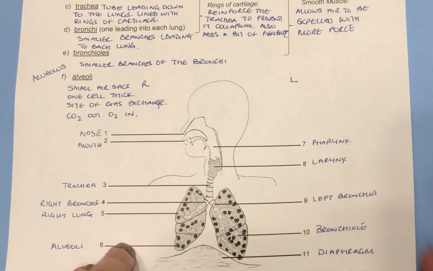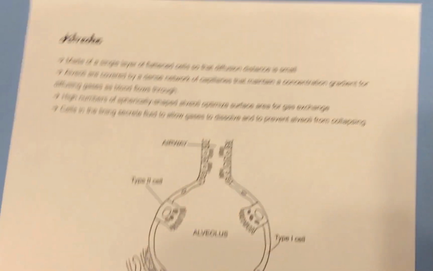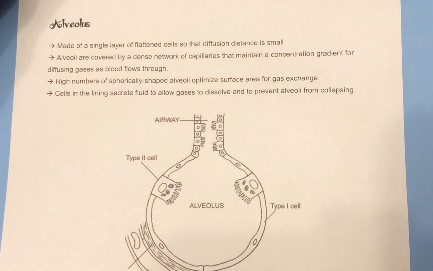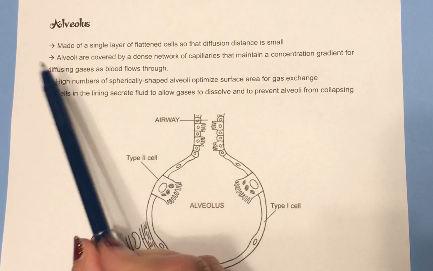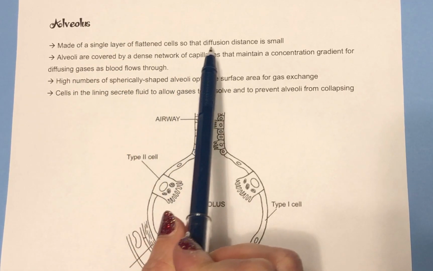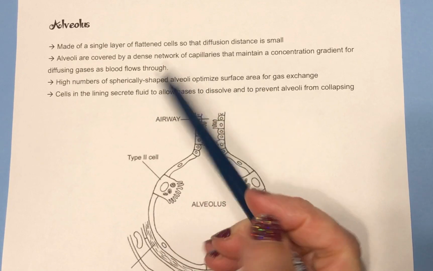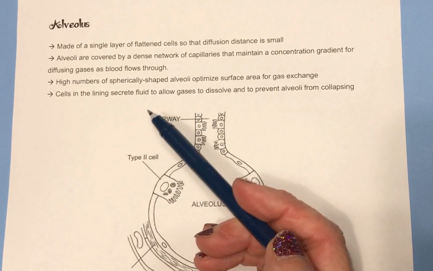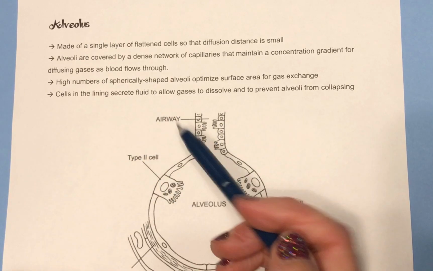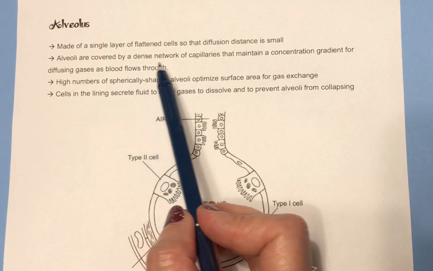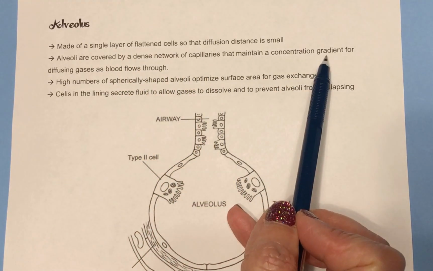Okay, so let's look at the next part. I want us to look now at the actual alveoli itself, or the alveolus, depending on how you want to say it. So here we have the alveoli. The alveolus is a single layer of flattened cells, so the diffusion distance is small. It's like everything else we keep saying: surface area to volume ratio. A smaller diffusion distance means we can get things in and out quickly. They're covered in a dense network of capillaries that maintain a concentration gradient.